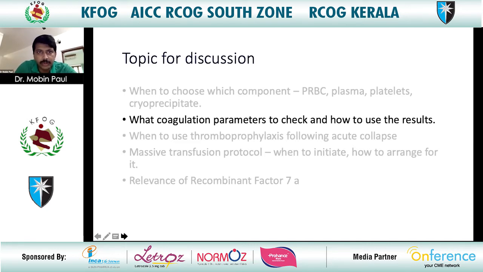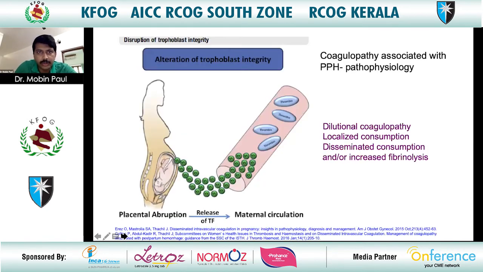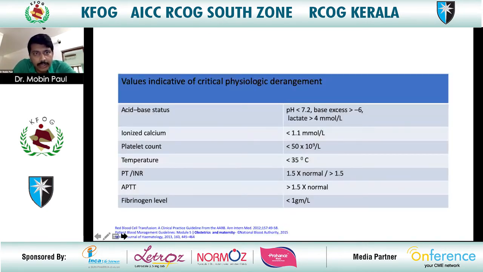We all know that alteration of trophoblast integrity releases tissue factor, which in turn starts the cascade. So coagulopathy in this setting can be due to a dilutional coagulopathy, a localized consumptive coagulopathy, a disseminated consumptive coagulopathy, or an increased fibrinolysis.